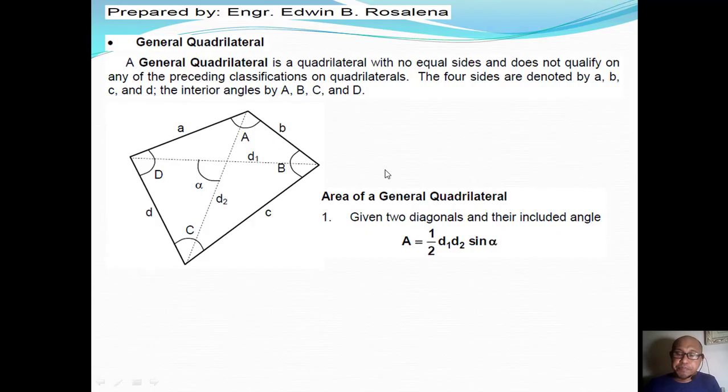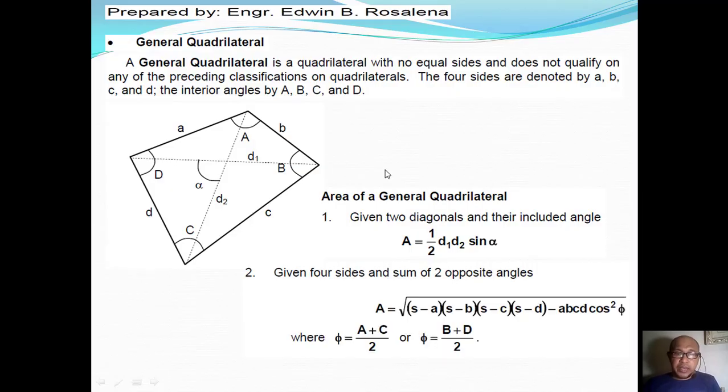So, here, given 4 sides and the sum of opposite angles. So, if the 4 sides, small letters A, B, C, and D, are known, and then the sum of 2 opposite angles. Okay. So, let's say A and C are known, or if not known, the sum is known. Then B and D are known, or if not, the sum of the 2 is known.